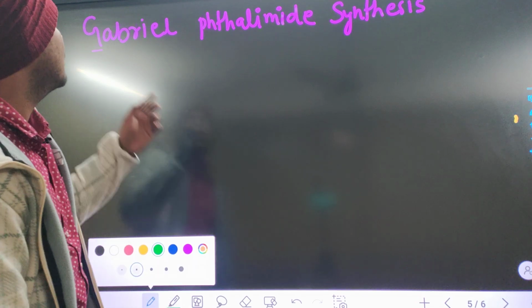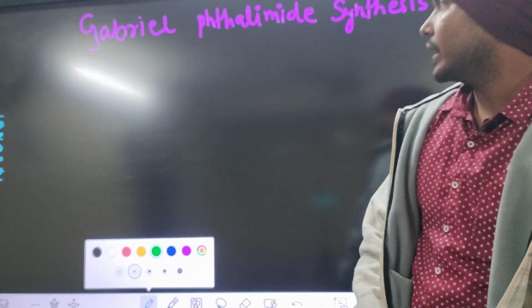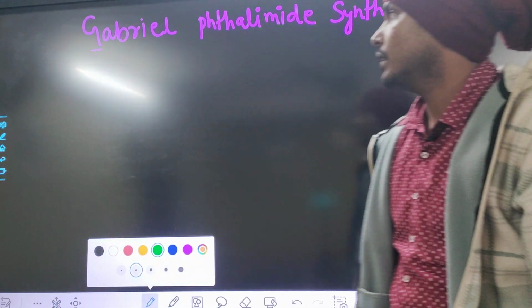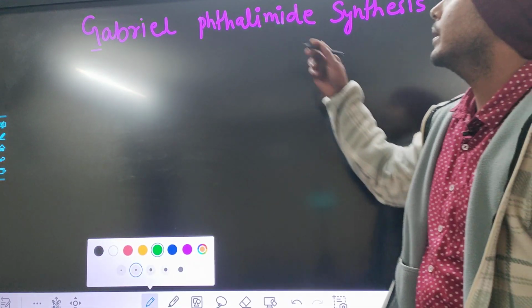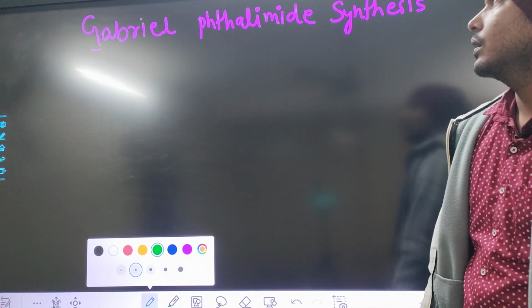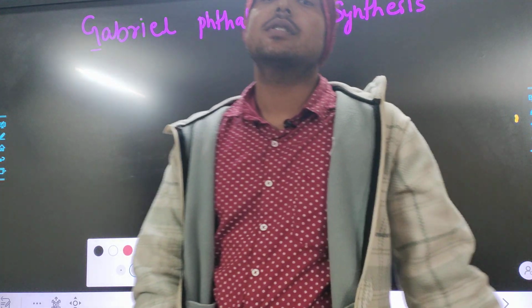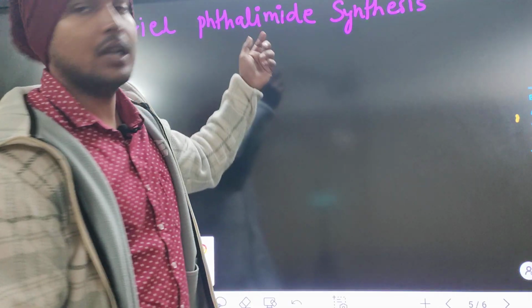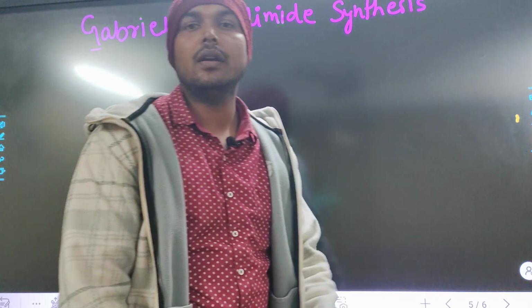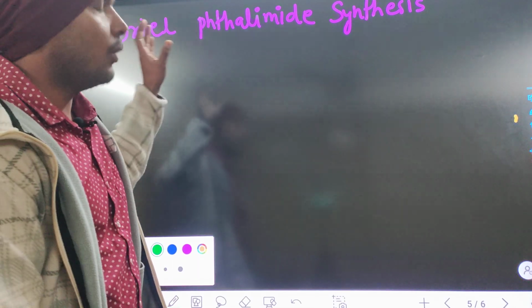So first of all, the name is Gabriel phthalimide synthesis. What does it mean? Gabriel was a scientist who discovered this process for the preparation of 1 degree amine. After that, this process was named Gabriel. Phthalimide is the chemical reagent used in this process, that's why we are writing phthalimide here. Synthesis normally means to prepare something, so we will prepare 1 degree amine in this reaction. So overall we call it Gabriel phthalimide synthesis.